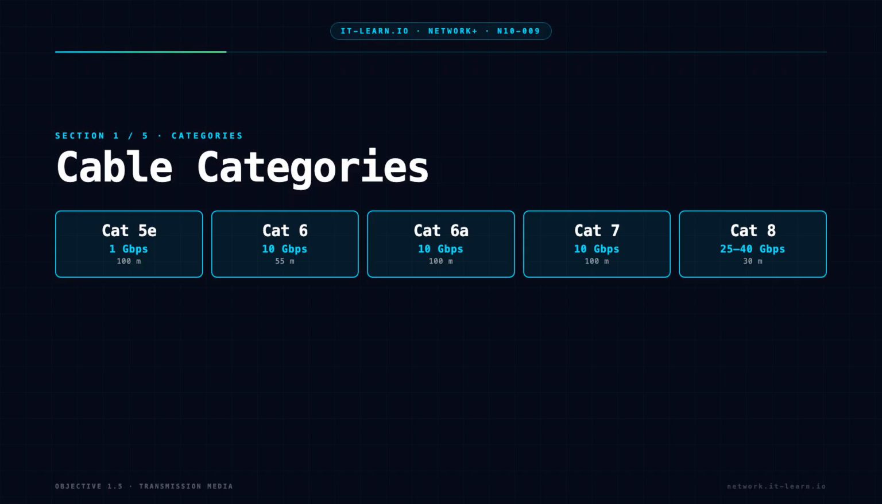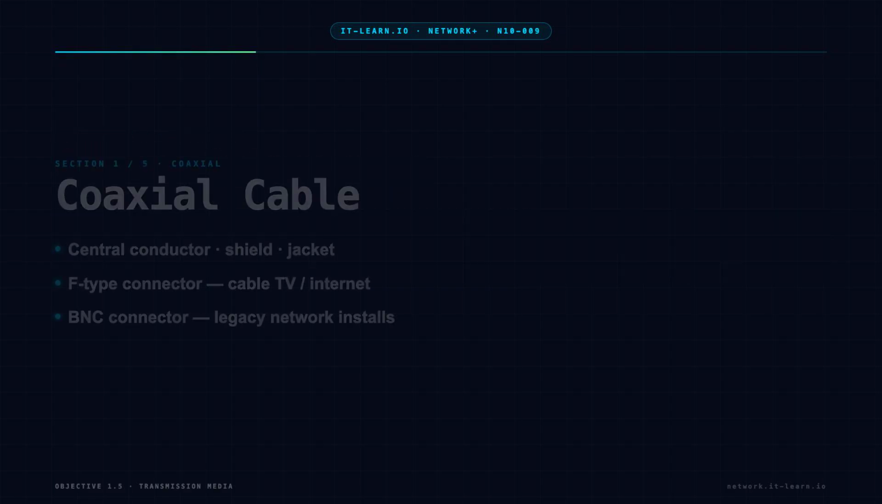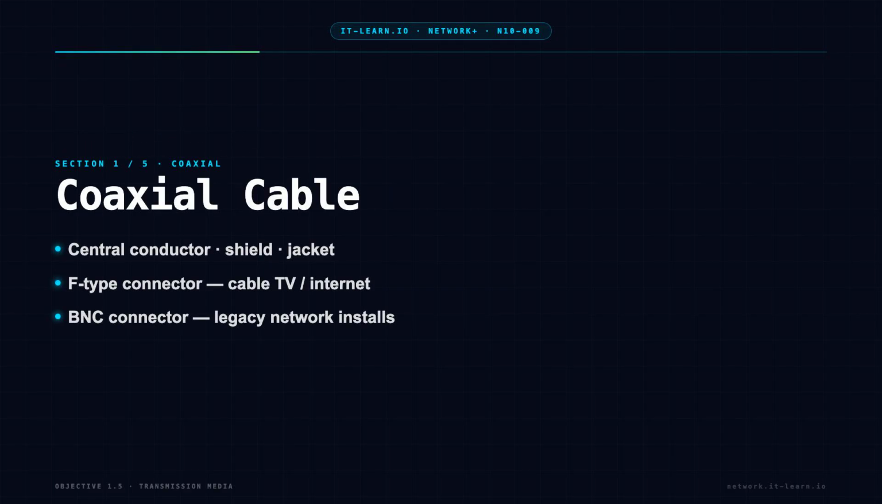Category 7 offers enhanced shielding and supports 10 gigabits per second at 100 meters. Category 8 supports speeds up to 25 to 40 gigabits per second at distances up to 30 meters and is primarily used in data center environments. The standard connector for twisted pair cable is the RJ45, which is an 8-pin connector. For the exam, you should also know that RJ11 connectors are used for telephone lines and have 6 pins.